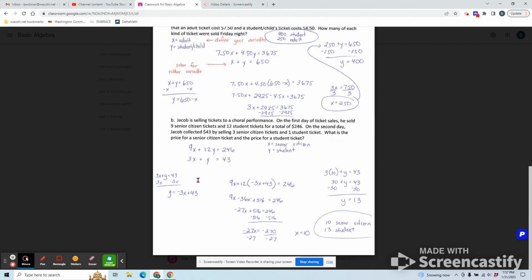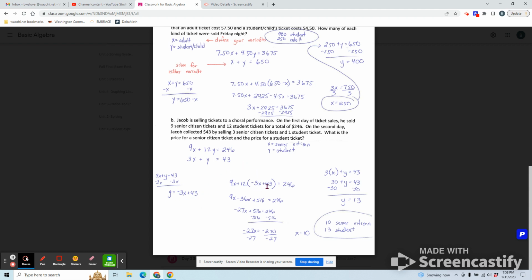Once again, we're going to use substitution to solve. There are other ways, like I mentioned in letter A, you could have used elimination, but you'd have to do something else to create the opposites. So we're going to use substitution. We're going to solve for y. So we're just going to subtract 3x from both sides. 43 minus 3x stays just like that because these are not like terms. So I get y equals negative 3x plus 43.